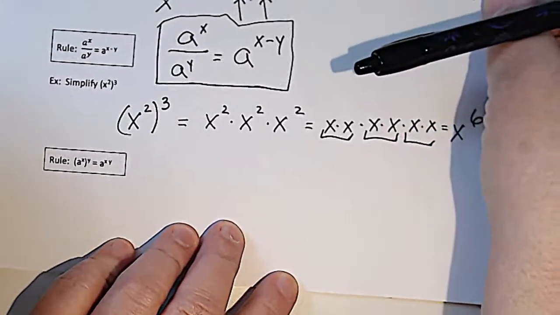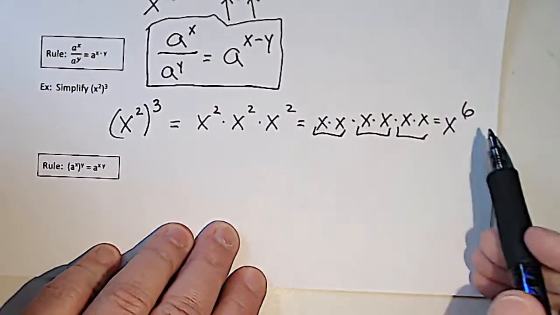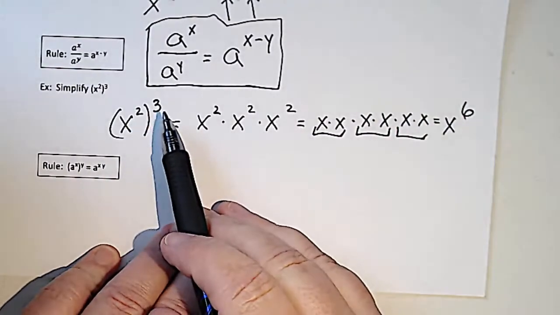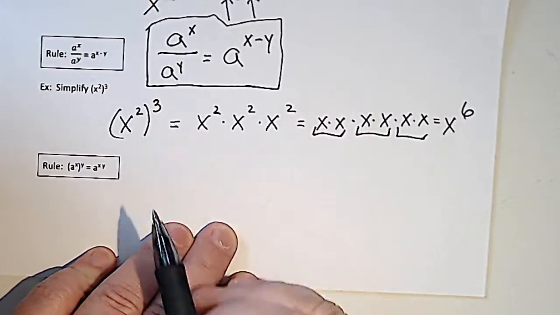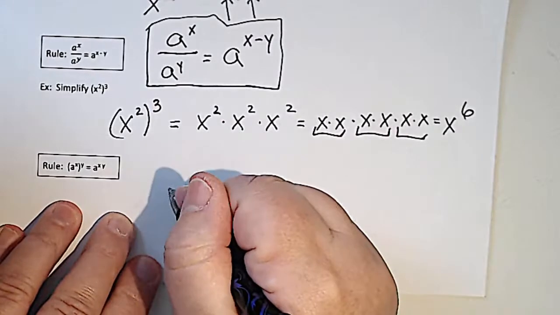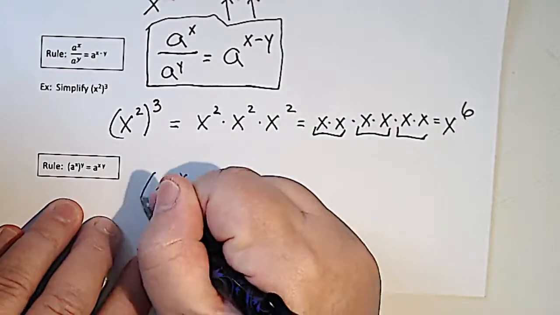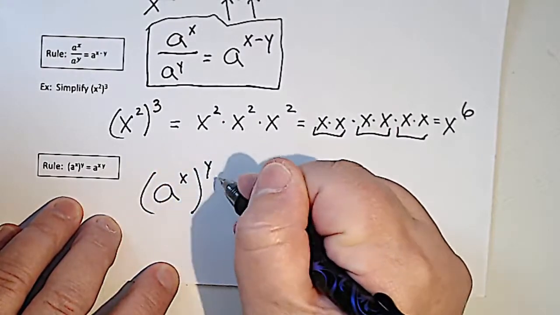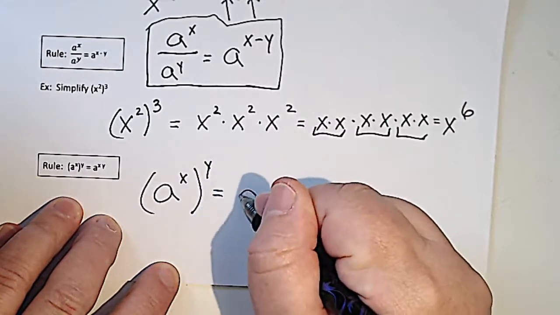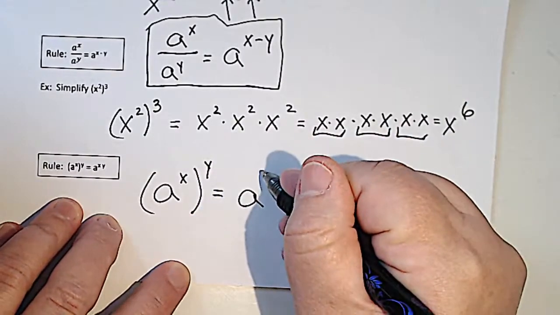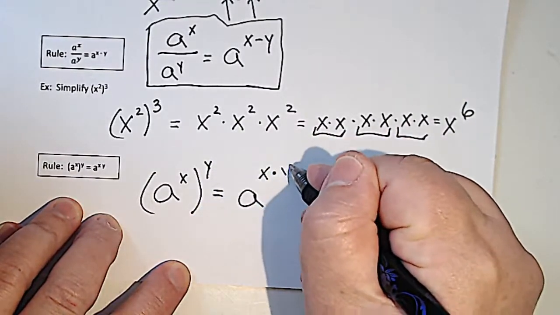Okay, so where did that come from? Well, if we look at 6 and we look at 2 and 3, you could kind of guess this is multiplying. And sure enough, that is the rule. If I have a to the x inside to the yth power, overall, I have a to the x times y.